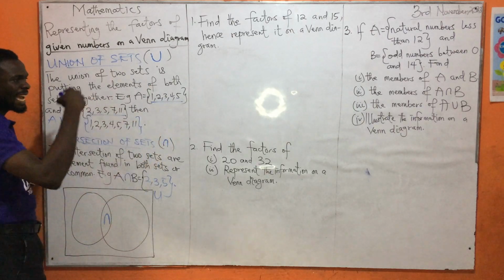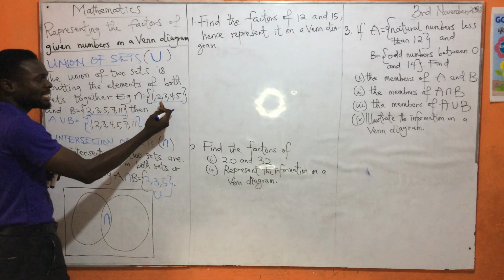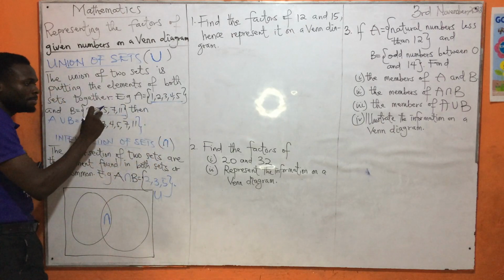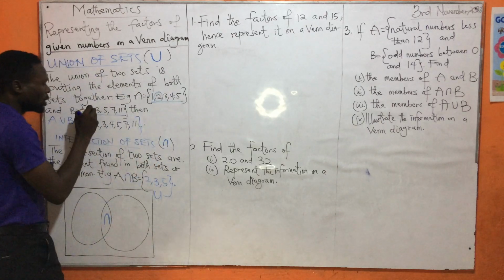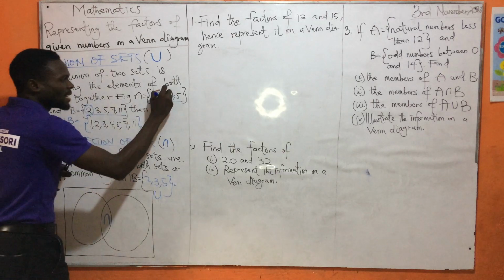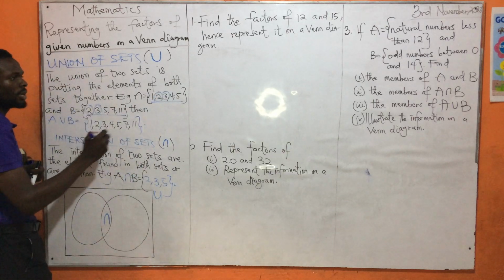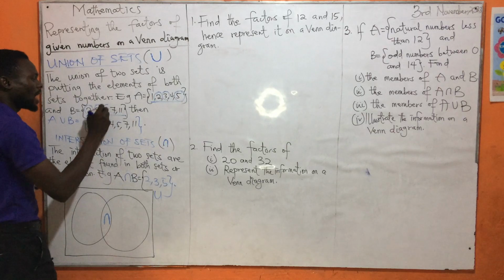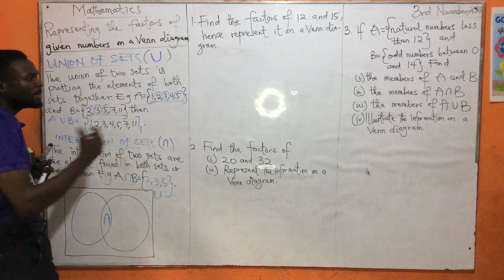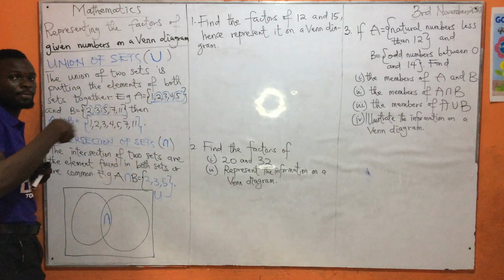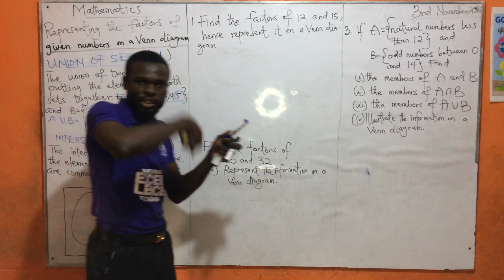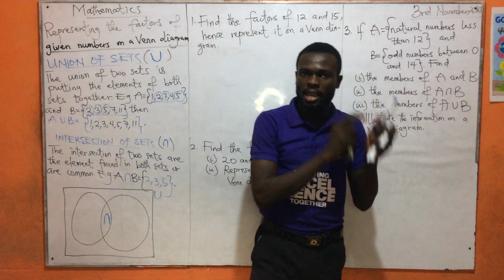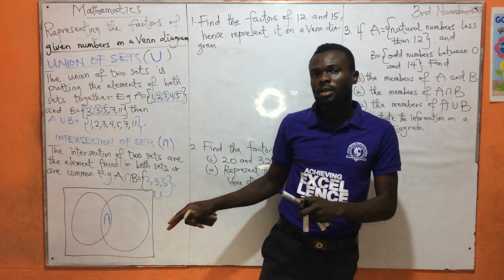So if I want the intersection, what can I see in A and see in B? So I can see 2, I can see 2. I can see 3, I can see 3. I can see 5, I can see 5. So it means 2, 3, and 5 are the intersection of the sets A and B.